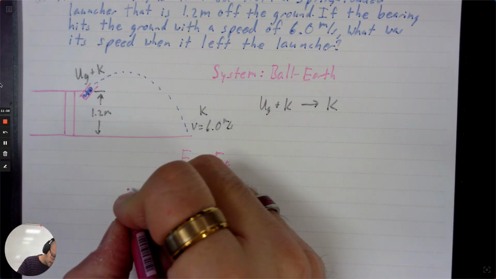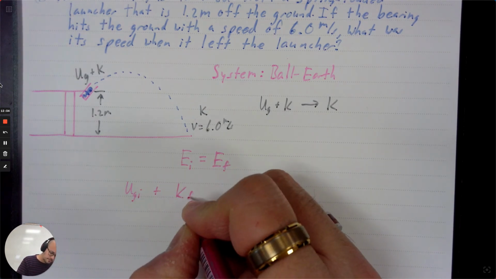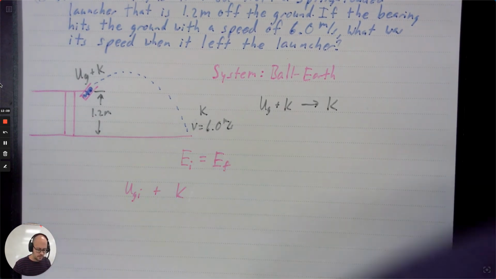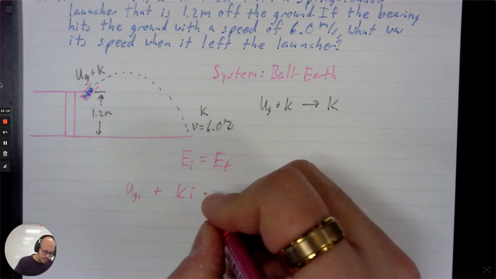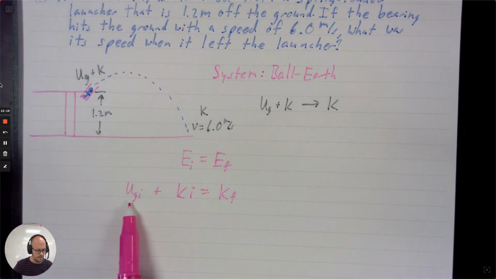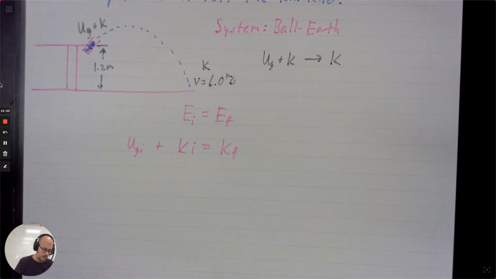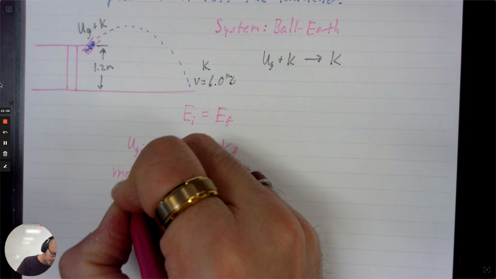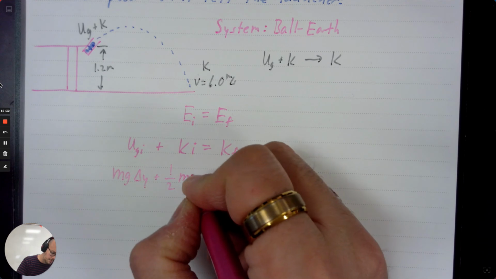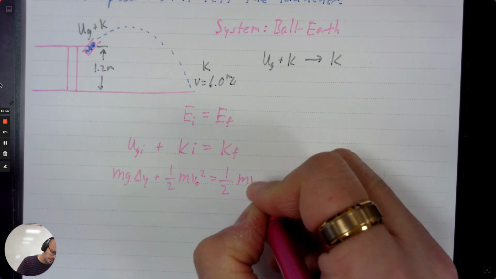So the equation I'm going to write is initial gravitational potential energy plus initial kinetic energy equals final kinetic energy. So it started with gravitational potential and kinetic, and it's going to end with only kinetic energy. So I write out my expressions: gravitational potential energy, mg delta y. Initial kinetic energy will go 1/2 m v naught squared, and then final kinetic energy 1/2 m v squared.